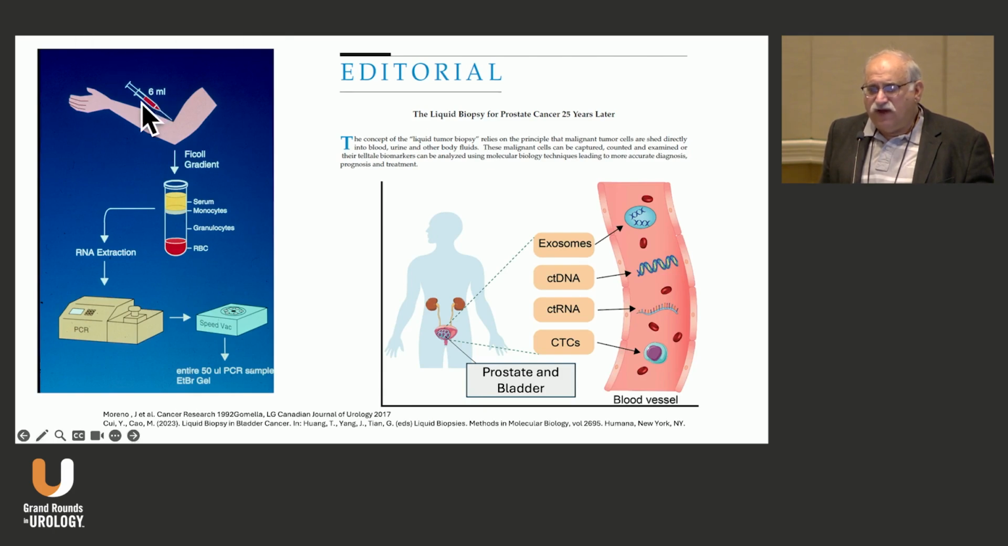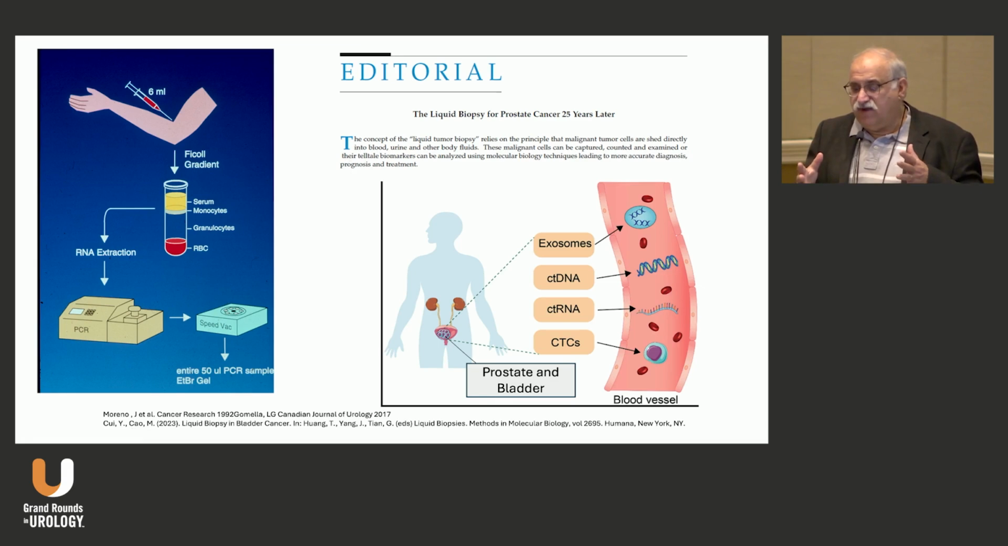Here was our ancient work that I like to talk about whenever we talk about circulating factors. What we did was very simple. We just took 6 cc's of blood, spun it on a Ficoll gradient in the monocyte level, and extracted RNA for RT-PCR. Well, this has certainly exploded over the years now.